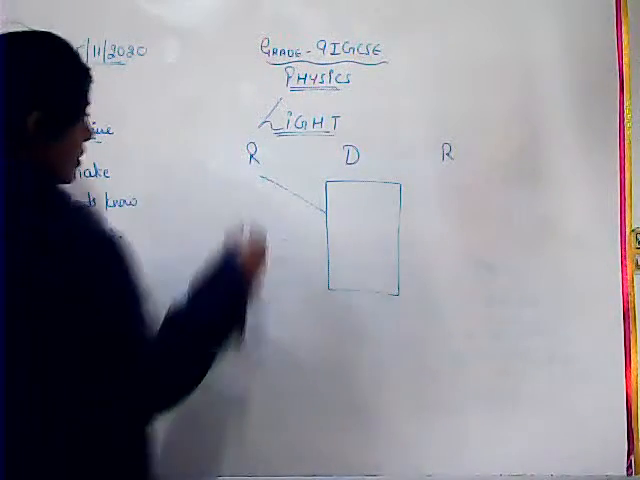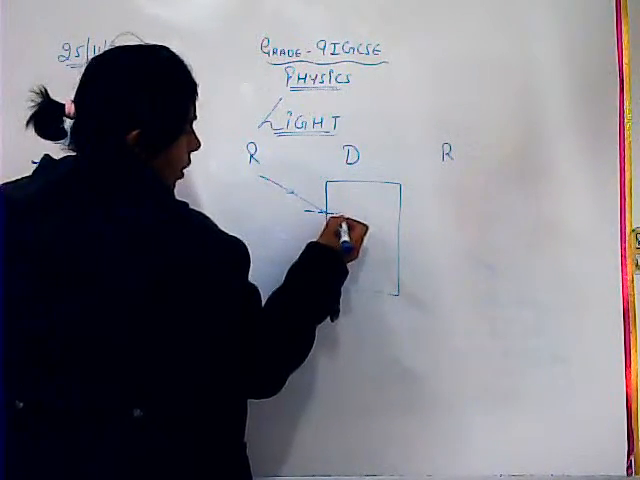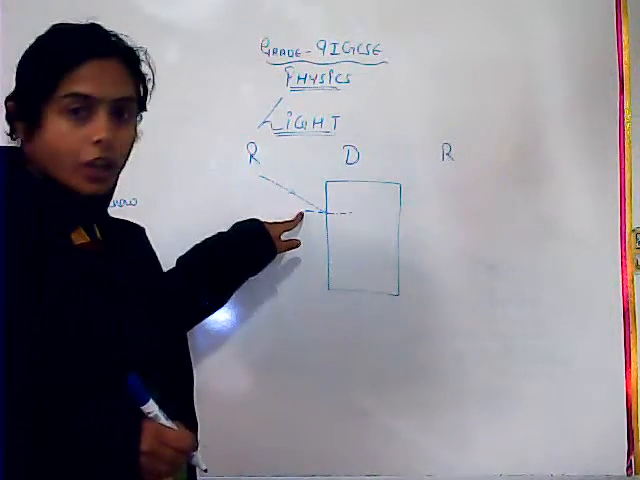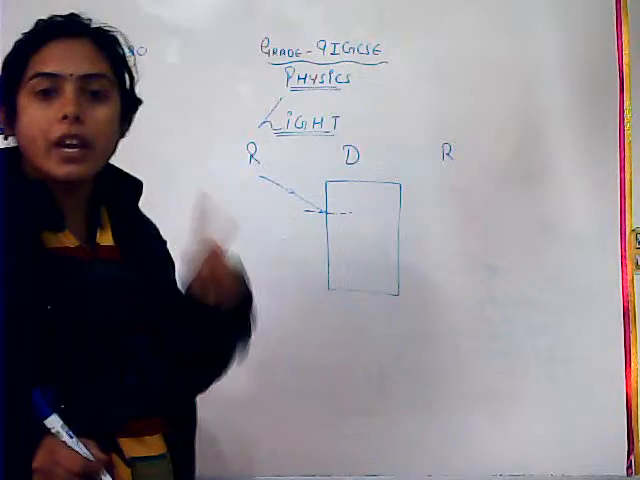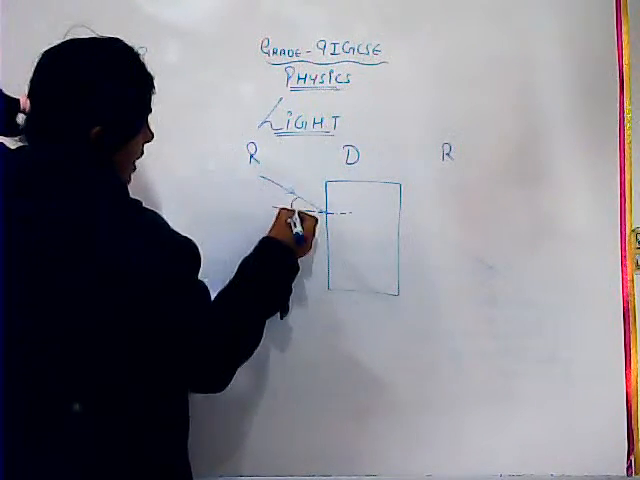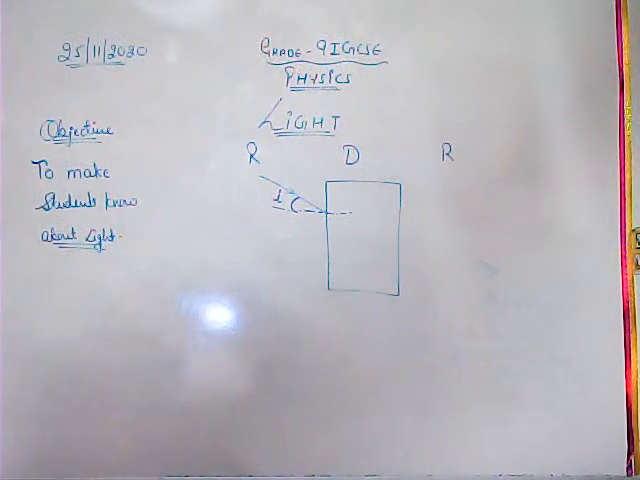Okay. So this is your incident ray. Where it strikes, there you draw the normal. Fine. The angle formed between the incident ray and the normal is your angle of incidence. So this angle is called the angle of incidence.